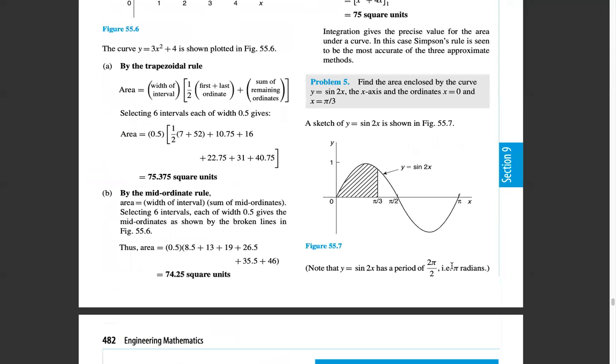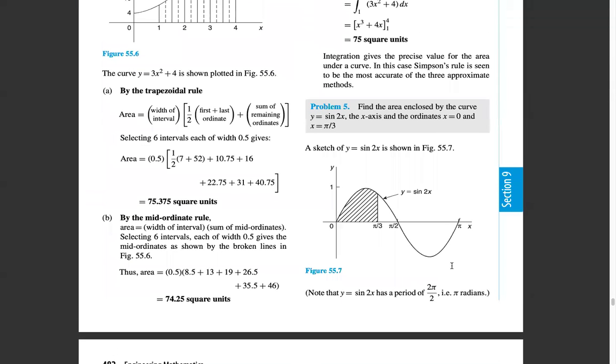We will talk about the trapezium. We'll find the area enclosed by the curve, the x-axis, and the ordinates x equals 0 and x equals pi/3. Pi/3 is actually 60 degrees. Pi radians is 180 degrees. Right? This is an angular measurement called radians. Pi radians is 180 degrees.